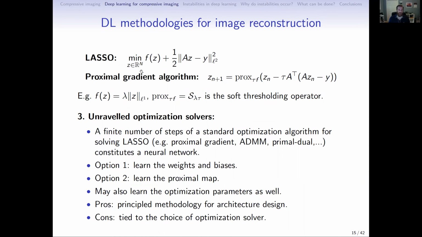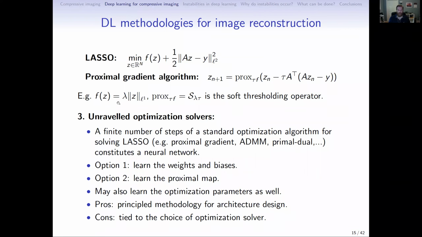If we do some kind of compressed sensing approach, then we end up minimizing something that looks like this. So f(z) here is the functional that's promoting your sparsity or whatever structure you want to promote. A standard way to solve the lasso would be to use something like a proximal gradient algorithm, in which case the iterations look something like this. And if one stares at this for a couple of seconds, it's clear that this looks like a layer of a neural network. This is an affine map of z_n, and then the proximal map is a nonlinear function.